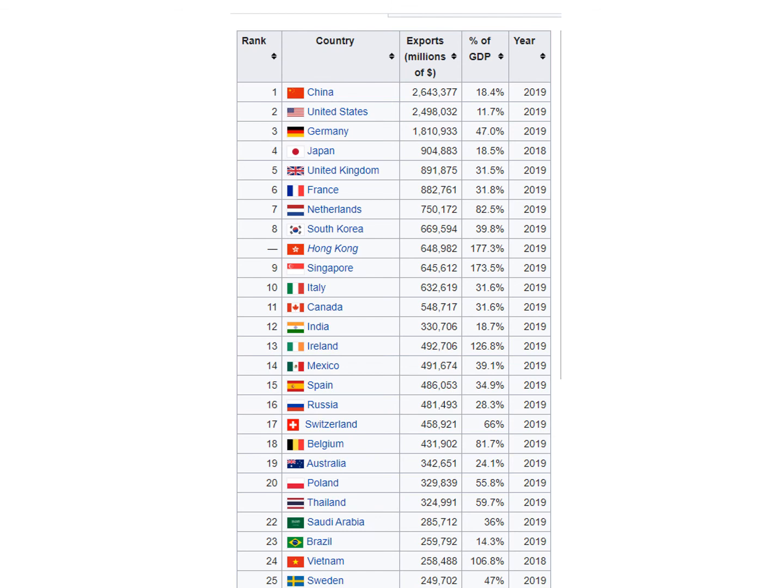Germany, number 3, Japan 4, and the UK rounds out the top 5 as far as, in dollar terms, the largest exporters in the world. So these are the top 25 countries across the globe in terms of exports measured in millions of dollars, and also represented as a percentage of each country's GDP.